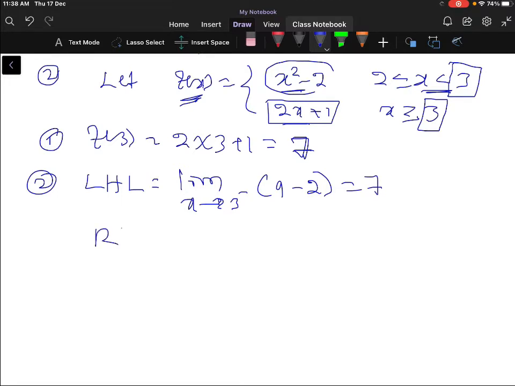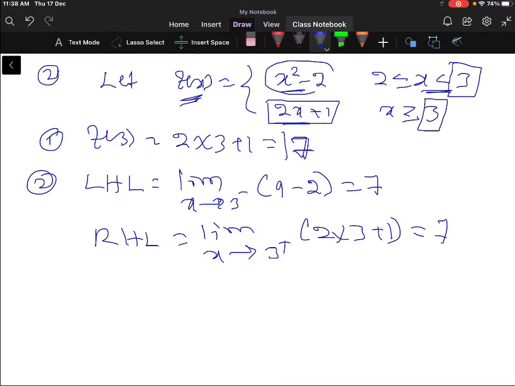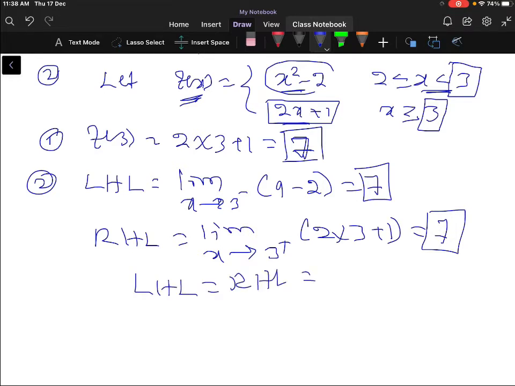Now the right hand limit as x tends to 3 plus, I have to use the function 2x plus 1, that is 2 into 3 plus 1, that is equal to 7. So you can observe that f of 3 is same as left hand limit, and left hand limit is same as right hand limit. Therefore LHL is equal to RHL is equal to f of 3 function value. Therefore the function is continuous at x equal to 3.